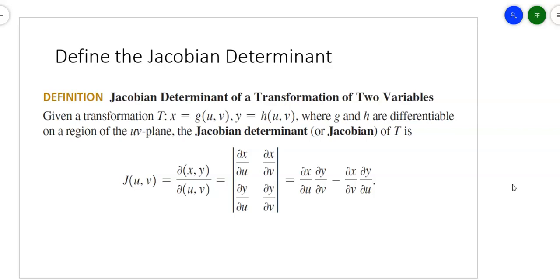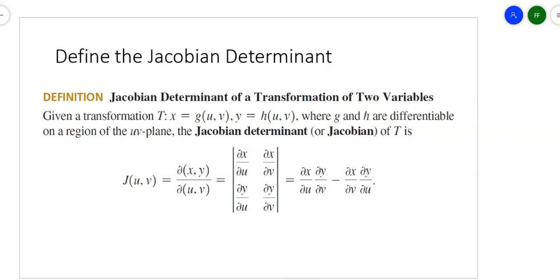The Jacobian, at the end of the day, is kind of like your du in the u substitution. So the transformation g and h are differentiable functions on a uv plane. The Jacobian in terms of u and v, so whatever you come up with here is going to have u's and v's in it, no more x's and y's. It's going to be the partial derivative of x with respect to u, partial derivative of x with respect to v, and then the second row will be y with respect to u, y with respect to v. There are 3x3s of this as well, and we'll get to that towards the end.